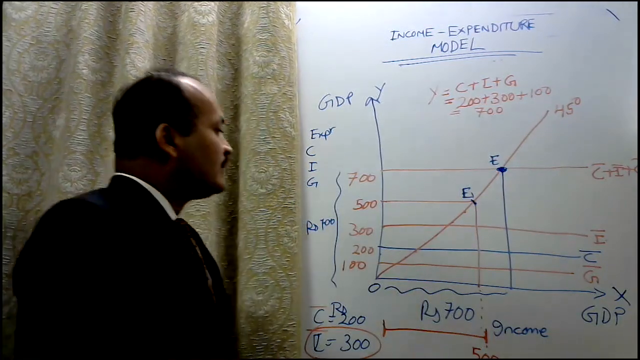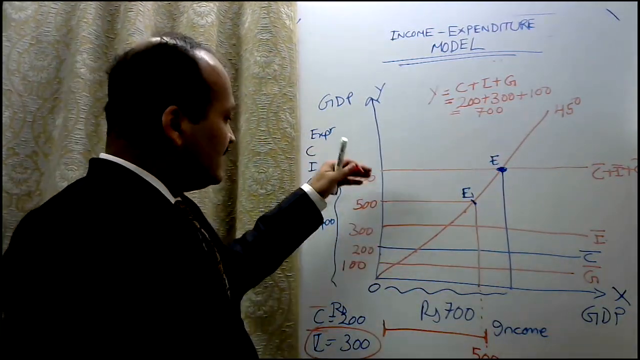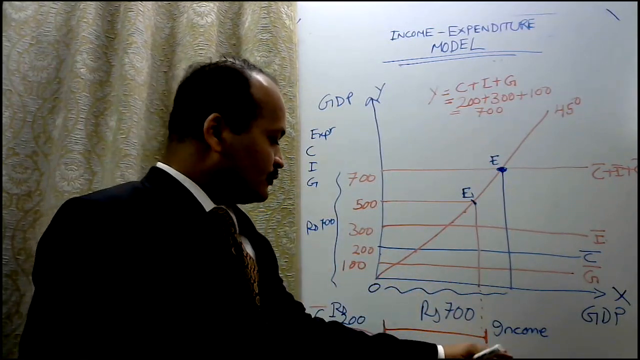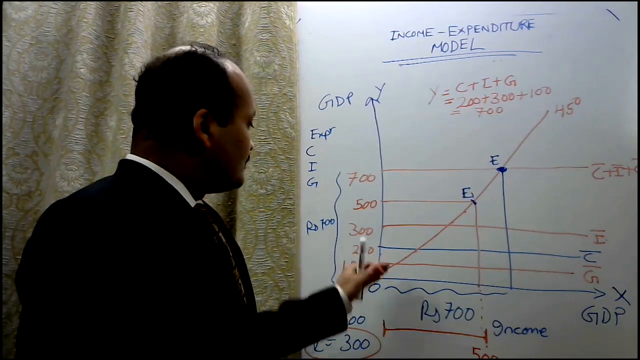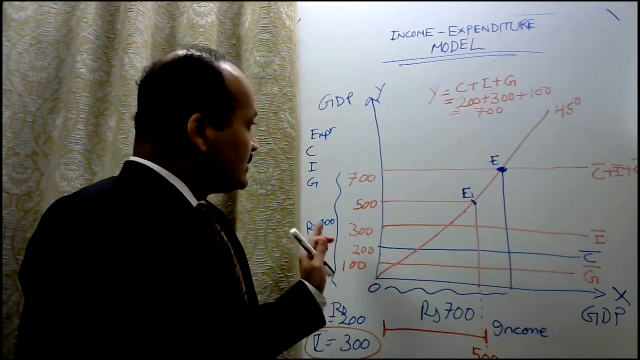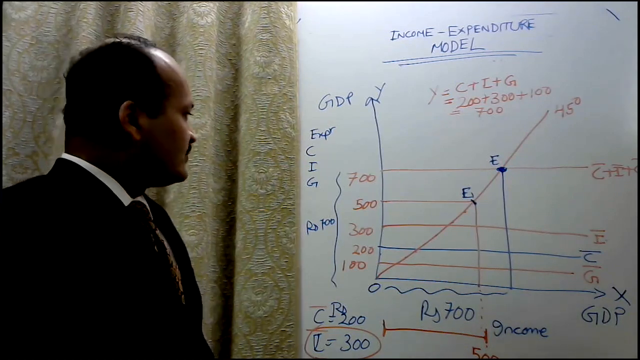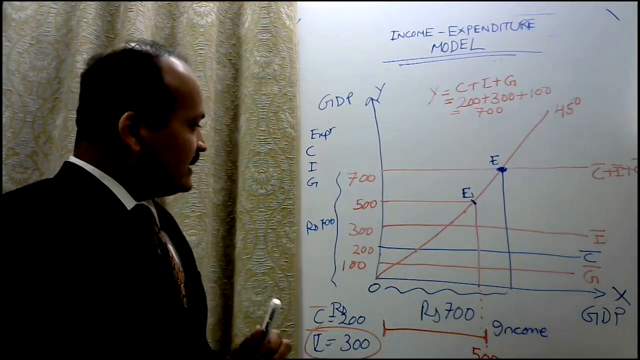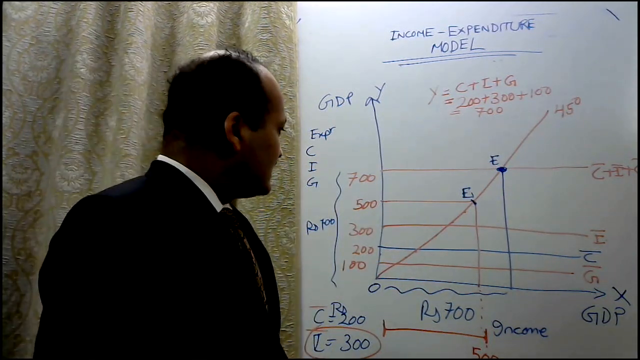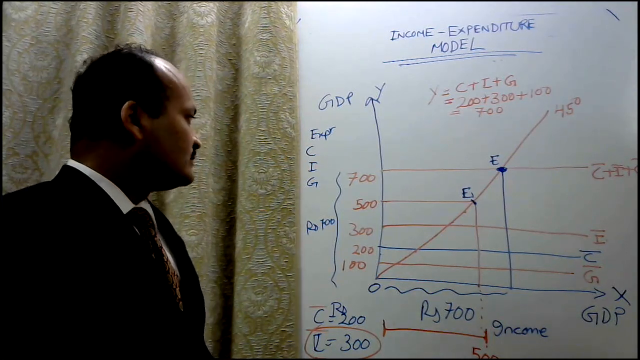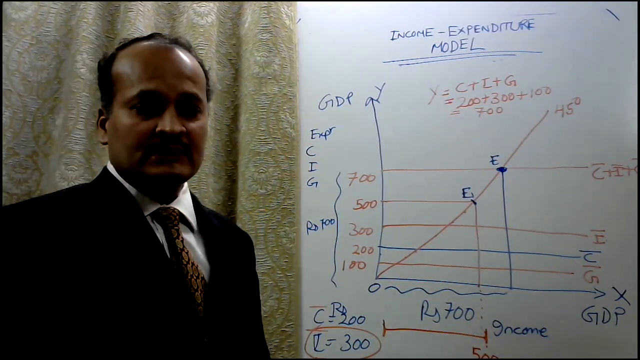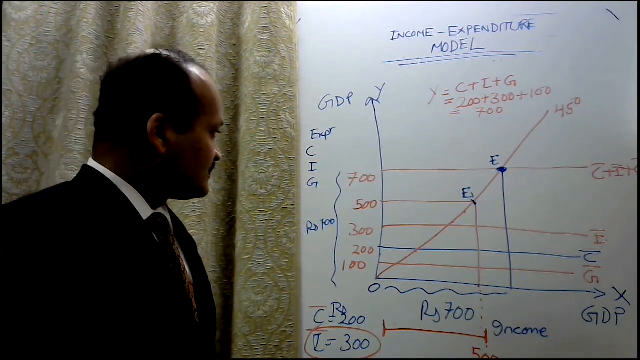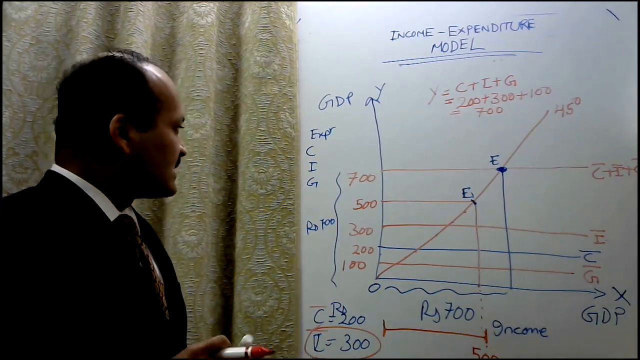Now what happens at point E1? We are finding that the income generated through the production process is 500 only, but because we know that the expenditure taking place in the economy is given from outside and this is 700, what is happening is people are spending more than the income that is generated in the production process. How is it possible?